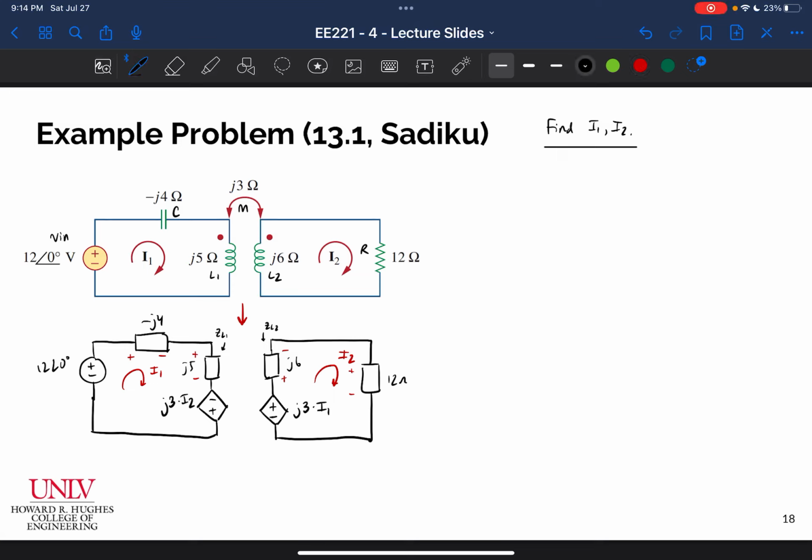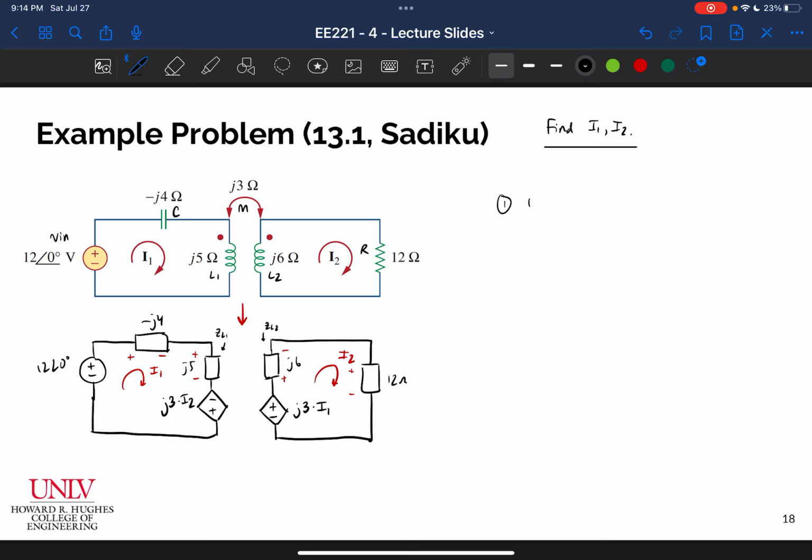All right, so let's continue this problem. All we have to do now is set up the two equations and the two unknowns. So let's go ahead and write expressions for these two loops here. For the first one, I'll start here and go clockwise with I1.